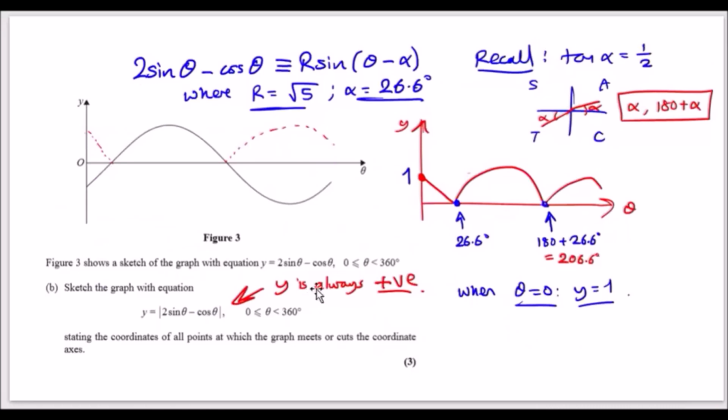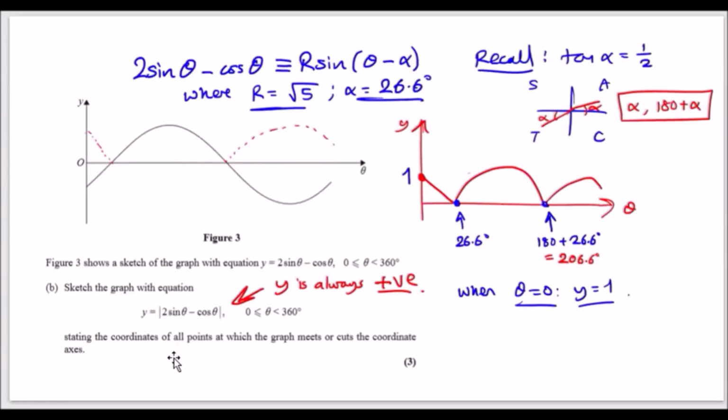B. Okay, so I put all the relevant info from the previous question here, just in case we need it. And of course I put a little CAST diagram because it might be relevant for later. So figure 3 shows a sketch of the graph with equation y equals the modulus of 2 sine theta minus cos theta. Here we go. Ignore the dotted line. Sketch the curve with this equation here.